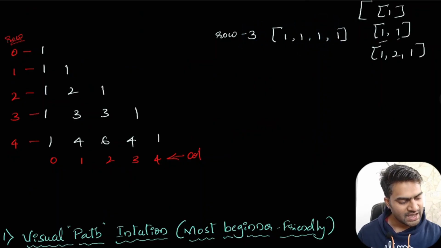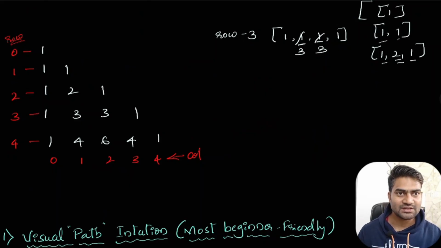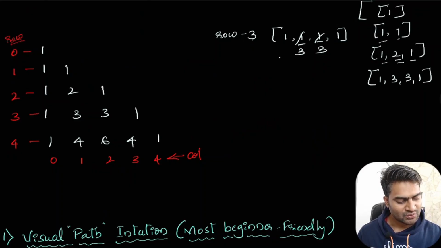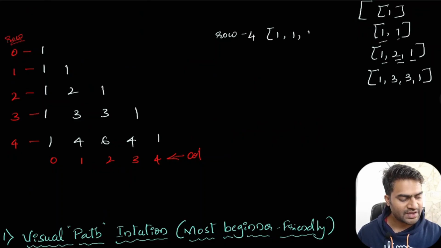So now for this value, I will refer this and this, sum it up and replace. Then for the next value, I will refer this value and this value and update this. So this is how I generate this value. Then I will push this value into our results array. So similarly, I will do it for row 4. Since it is row 4, I will generate an array of 5 values and initially fill it with ones.